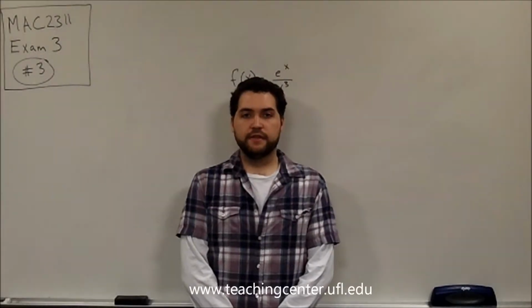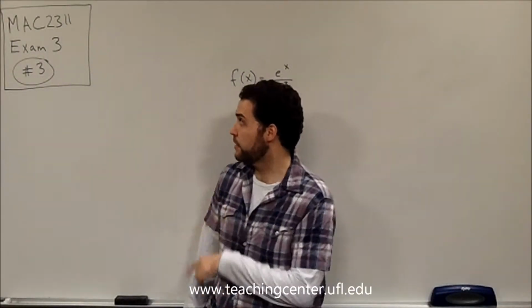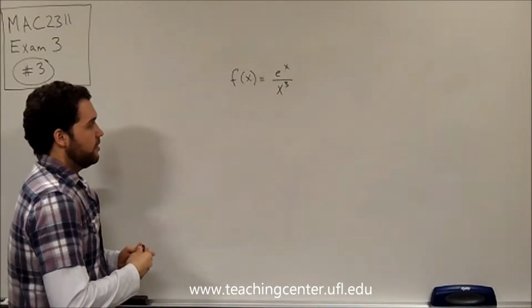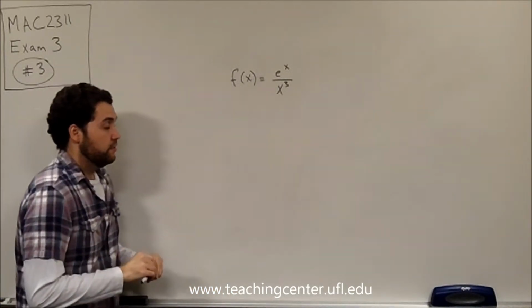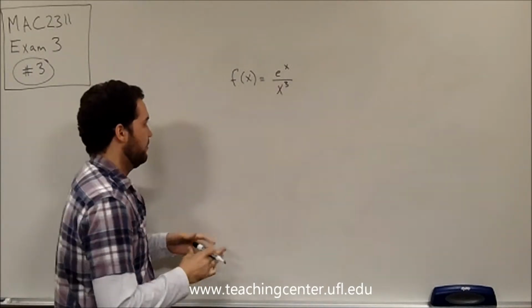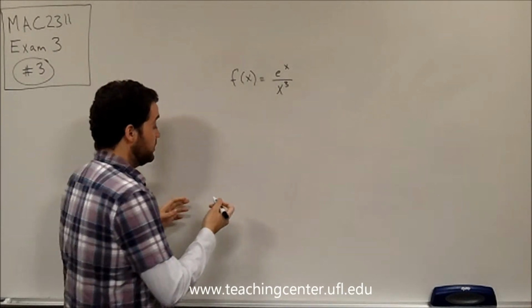Welcome to Math 2311, Exam 3, problem number 3. So in this question, they give you the following function, and they want you to classify what types of relative extrema there are, how many maxes and mins. So to do that, we need to take the derivative.